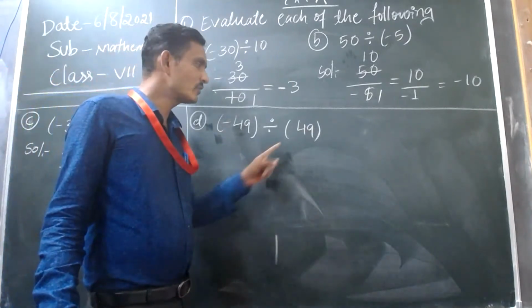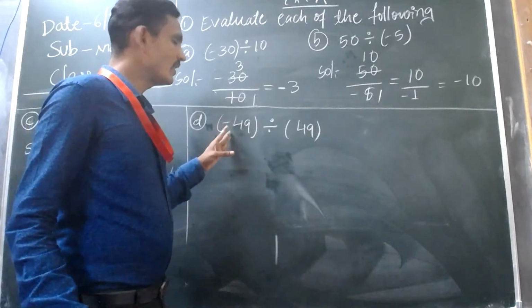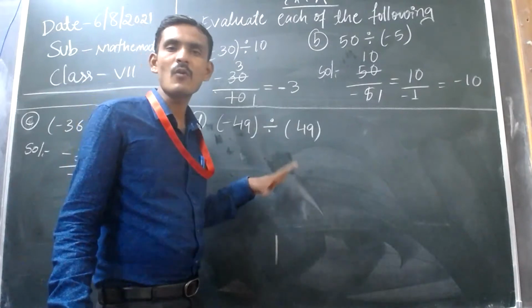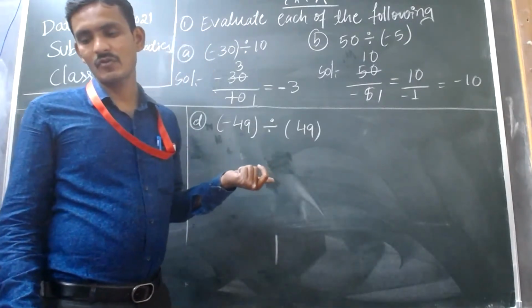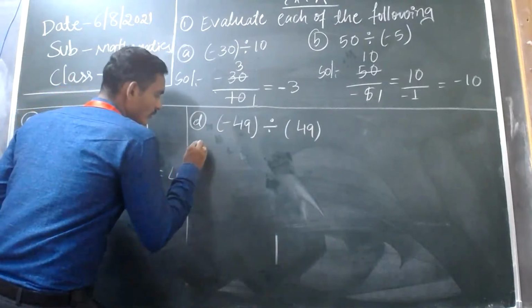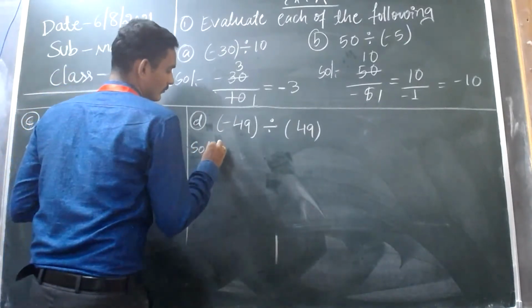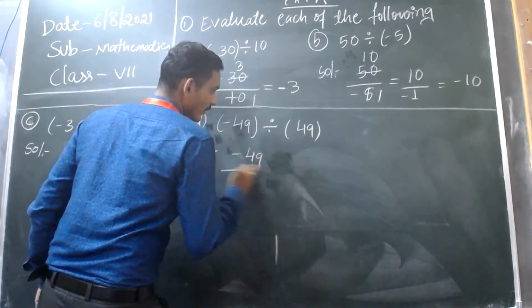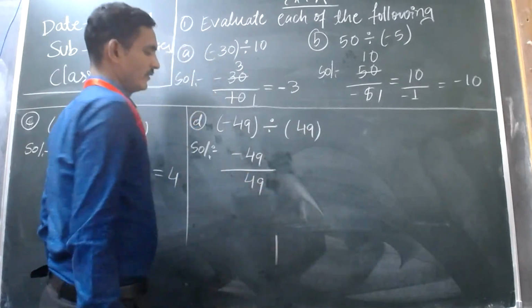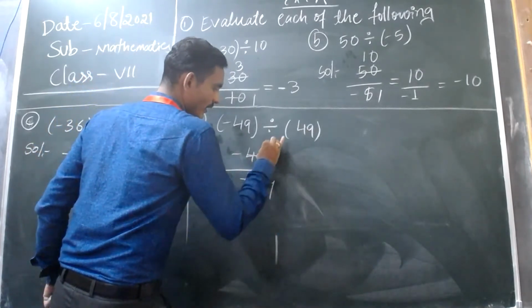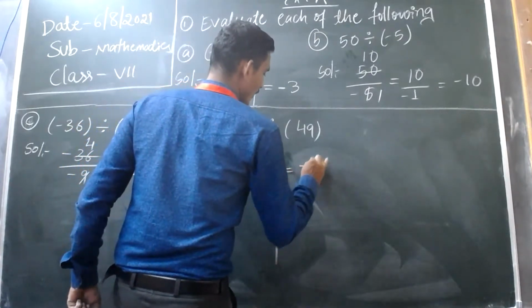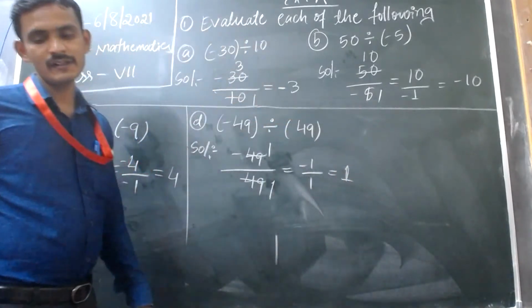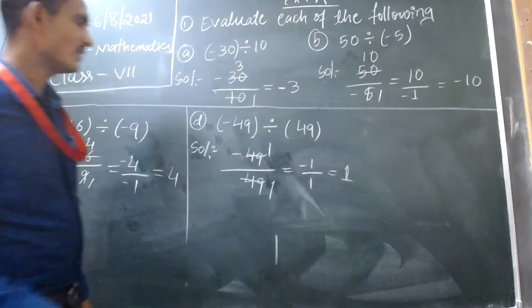So this one is a negative integer, this one is a positive integer. So one is a negative integer and the other is a positive integer. What should you do? You have to divide the whole thing and put a negative sign to it. Okay, solution: minus 49 divided by plus 49. 49 ones are 49, 49 ones are 49. So minus 1 divided by plus 1 is equal to minus 1 is the answer.